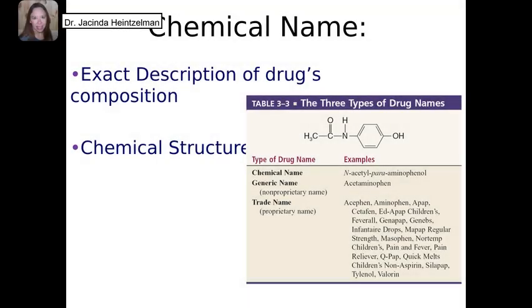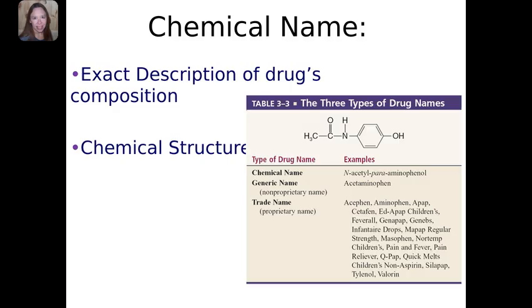The chemical name, remember, that's the exact description of the drug's composition. When it comes to the chemical name, I do have the example for acetaminophen there. You can see the chemical name is N-acetyl-para-aminophenol. Could you imagine if we had the drug listed like that on the drug shelf at the pharmacy? Nobody would understand what in the world that is.